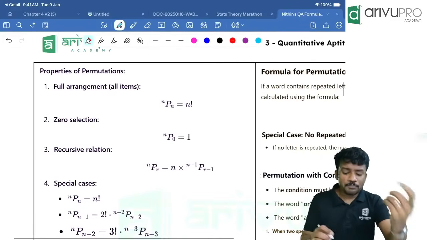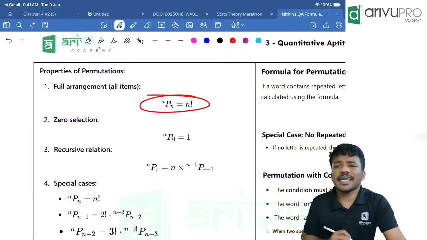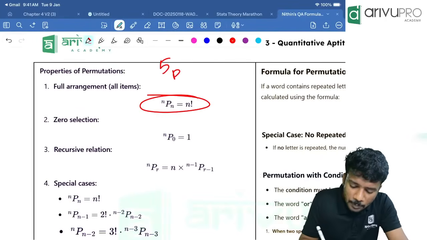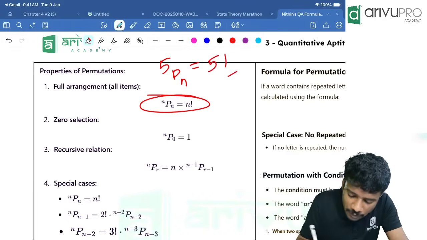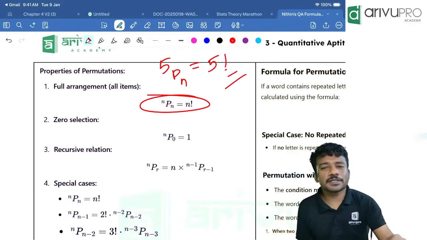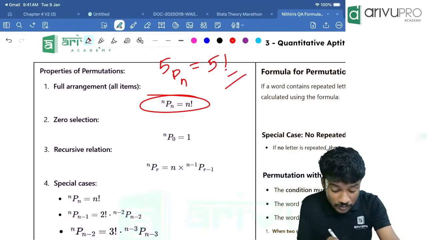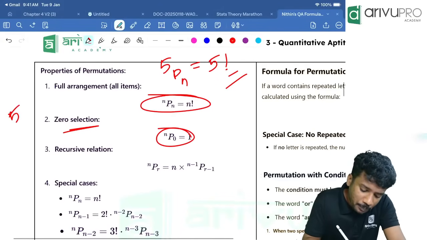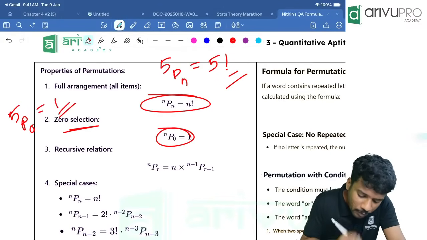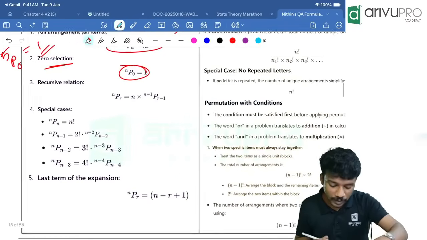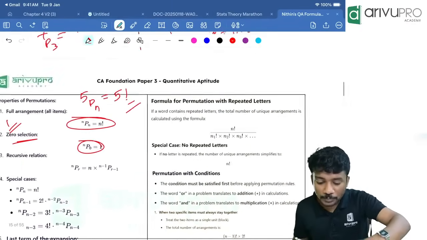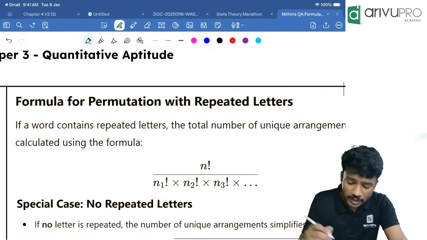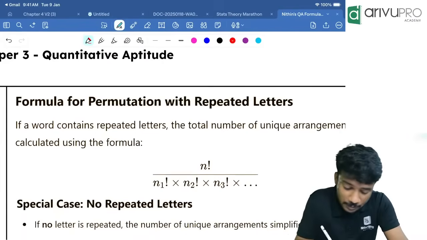Now, coming to the basic properties of permutation. NPN, that means 5P5 can be written as 5 factorial. 5 factorial is how much now? 120. Then zero selection, that means NP0 will be what? 5P0 will be 1. Remember that. That is very, very important. Now people, arrangement of letters. For example, you tell me one name. I'll take the name Yashwant.